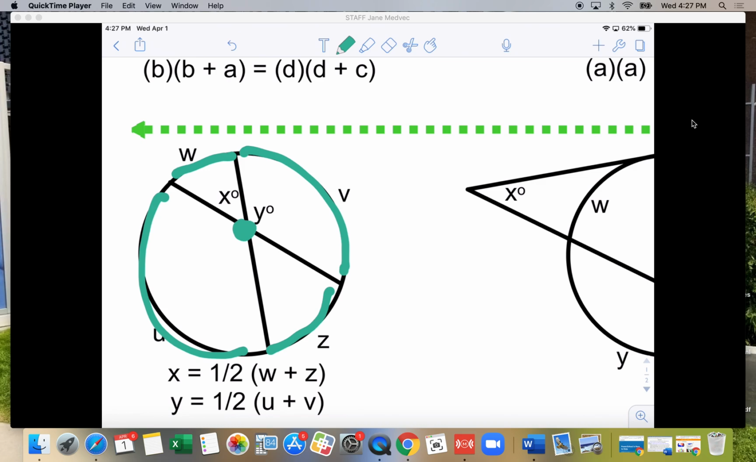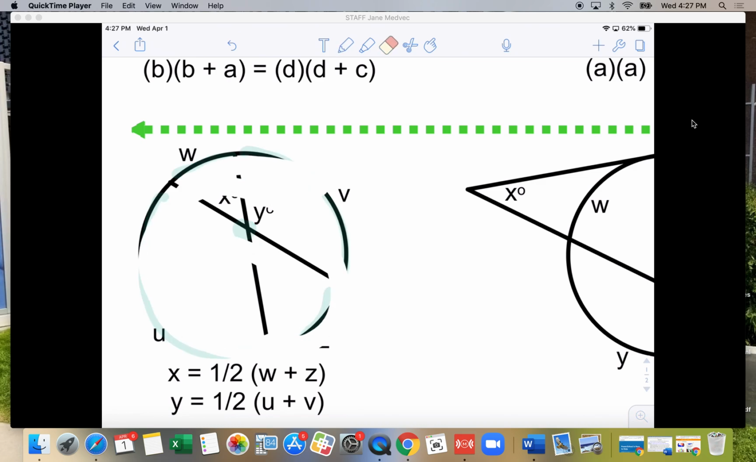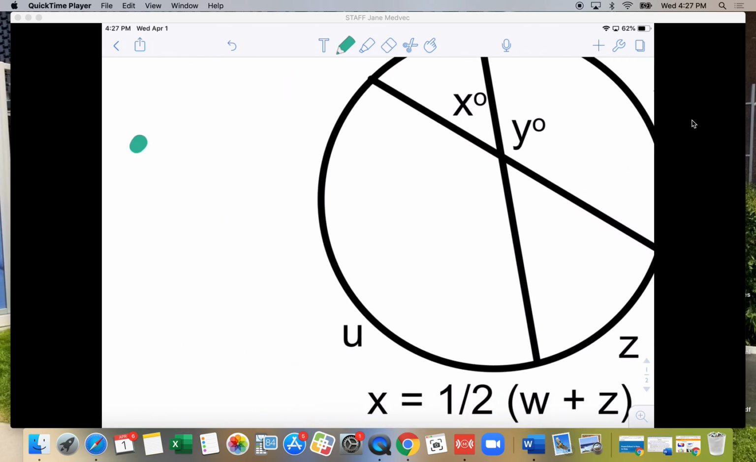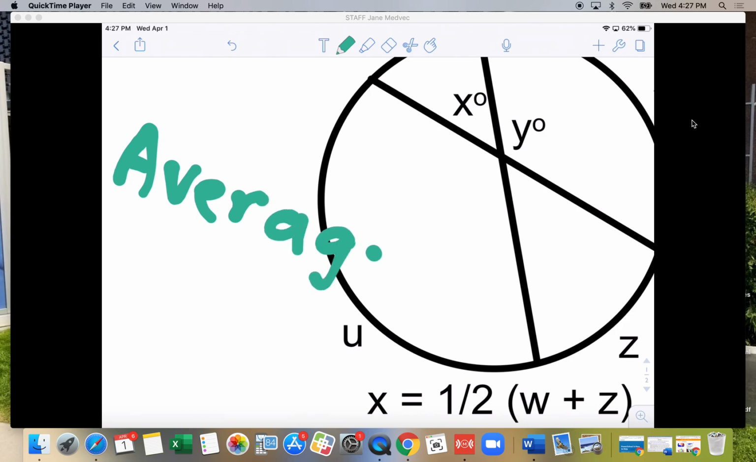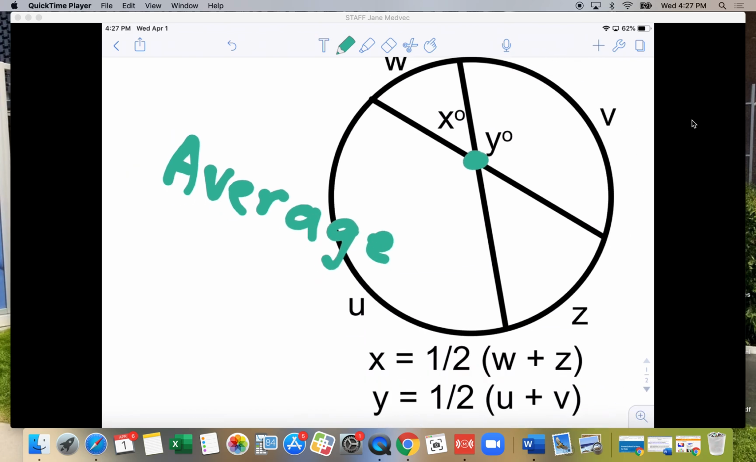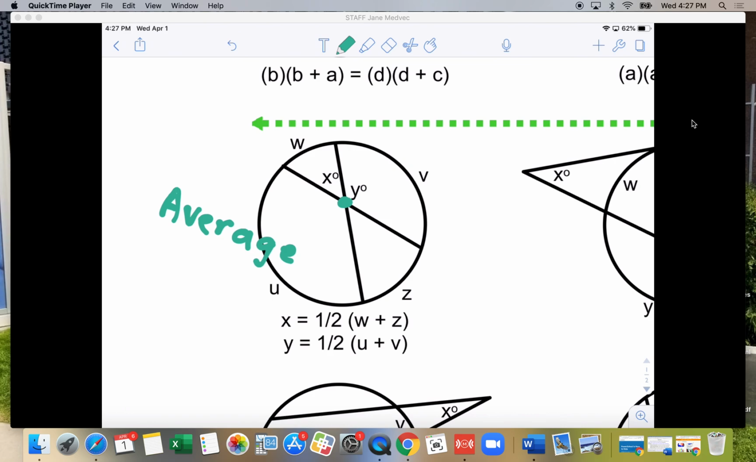And if you remember when we did these problems in section 5, I said this was kind of like the average, because the intersection was in the middle. So I take both of the arcs that are created, add them together, and divide by 2.